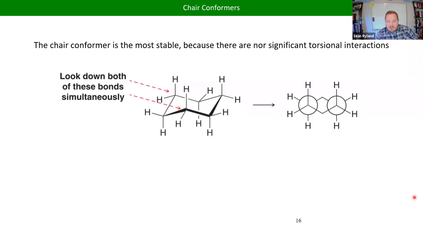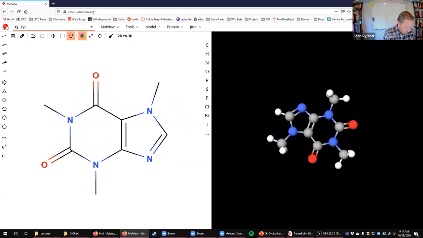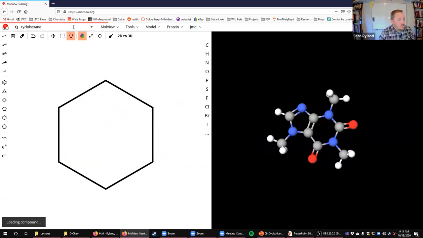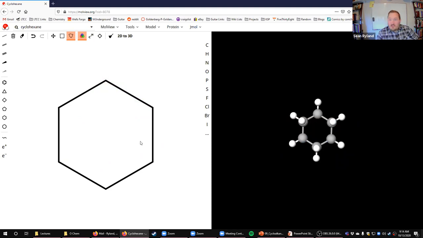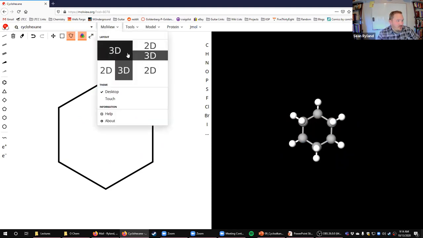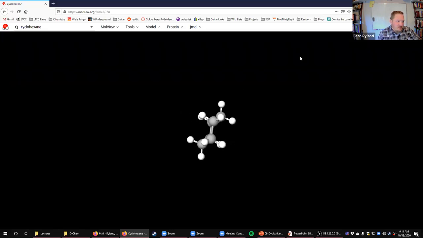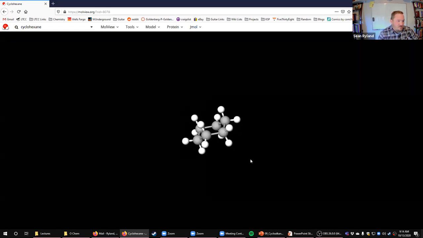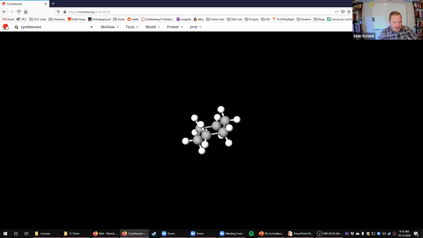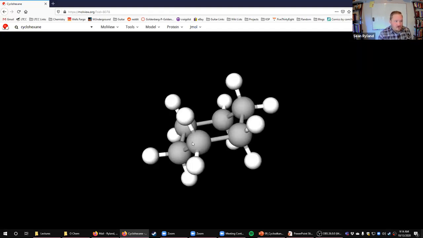So if we actually look at this in 3D, let's bring up cyclohexane in MoleView. Very interesting skeletal structure here, right? Not much to see there. But if we look just at the 3D, we can arrange it so that it looks somewhat like the one we were just talking about. There we go. So we've got our two parallel sides here, our two armrests. There's our footrest, there's our headrest.